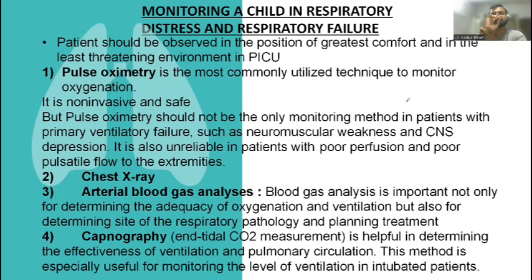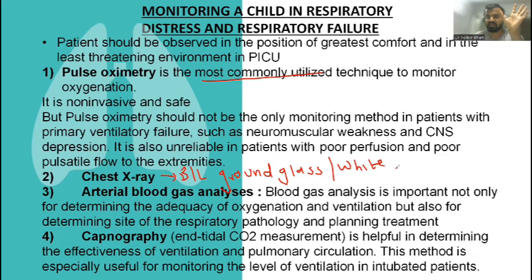Now, what to do in patients with ARDS? So pulse oximetry, we have to do. Pulse oximetry is very important, and we have to do continuous pulse oximetry in the patient. A chest X-ray is to be done to see if there are bilateral ground glass appearances. So a white-out lung: the lung which is usually black is completely white out.